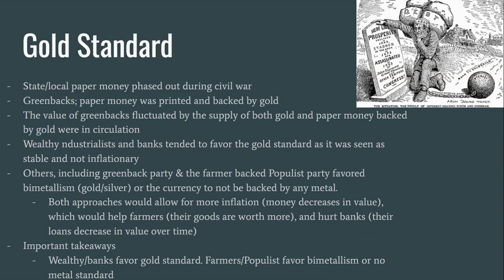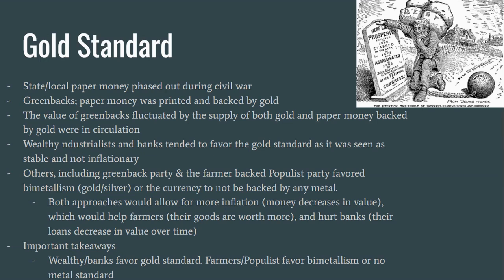One of the most complex topics of the era is the debates over the gold standard. During the Civil War, state and local paper money was phased out with the National Banking Act of 1863. In its place were greenbacks, paper money that was printed by the Treasury and backed by gold. The value of greenbacks fluctuated by the supply of both gold and paper money in circulation. Wealthy industrialists and banks tended to favor this gold standard, as it was seen as stable and not inflationary.